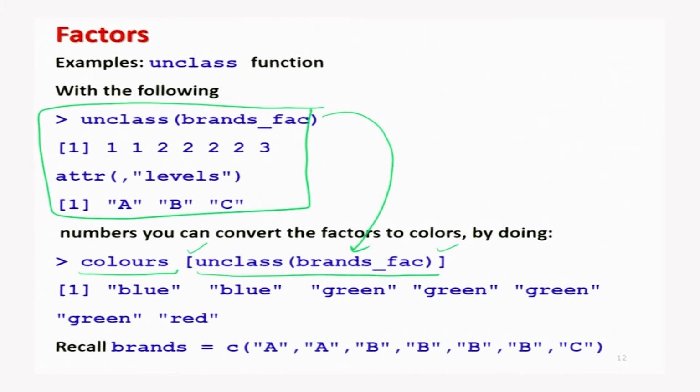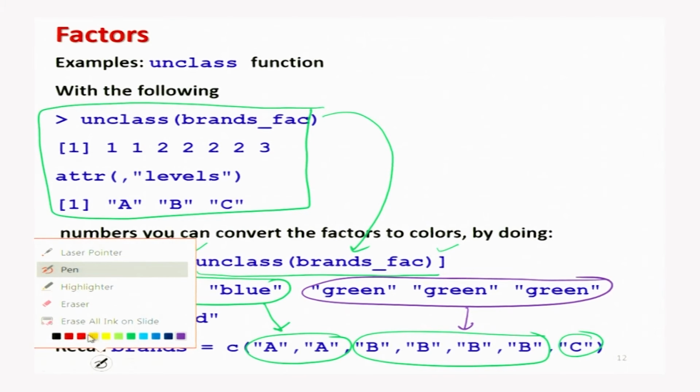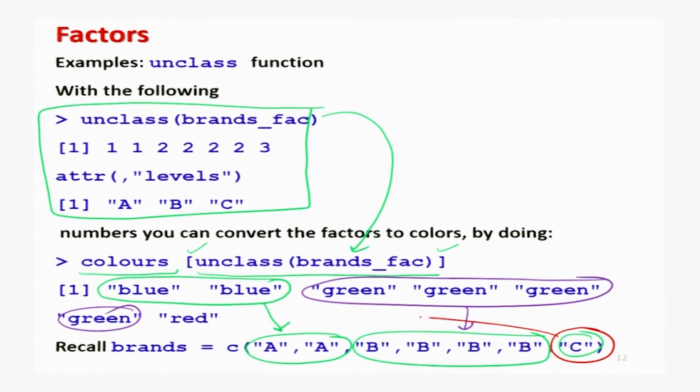Now, your brands were earlier like this: the first two were A, the next four were B, and the last was C, but now they are converted into colors. A is now converted to blue. So, you can see here there are two blues, which correspond to these two A's. Then there are four greens, and these four greens correspond to the category B, or the brand B, and finally the last value C is replaced here by red.